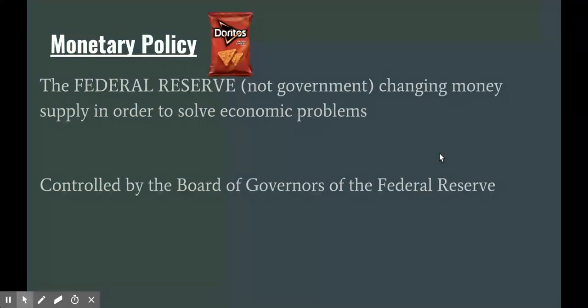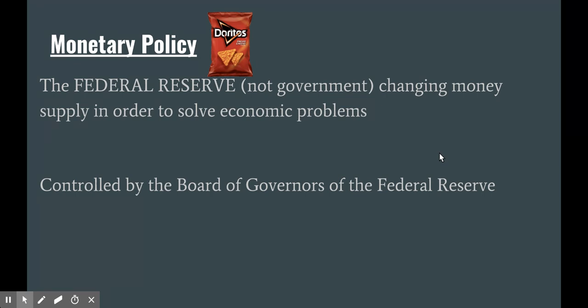The big one we want to take a look at is monetary policy. Monetary policy is when the Federal Reserve, not the federal government, influences or adjusts the money supply of a country in order to address a particular economic problem. This is controlled by the Board of Governors of the Federal Reserve. It is not up to one individual person, though it is commonly stated that the chairman or chairwoman of the Federal Reserve is arguably one of the top 2 or 3 most powerful people in the country beyond the president because of the influence that person has over interest rates and bonds and things like that.